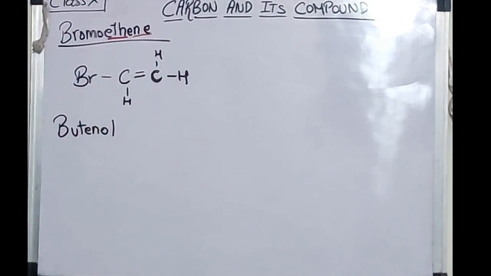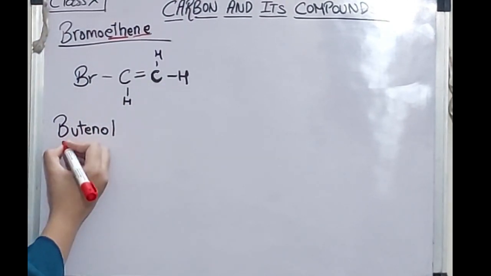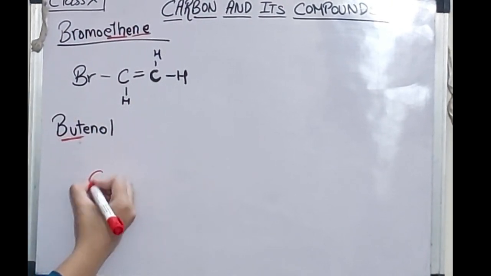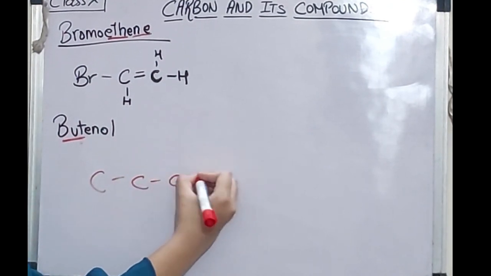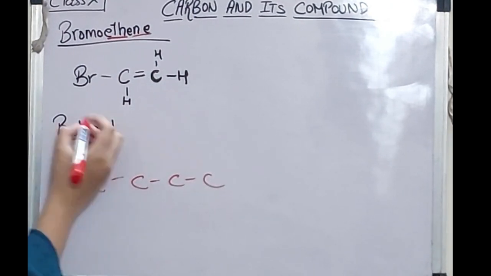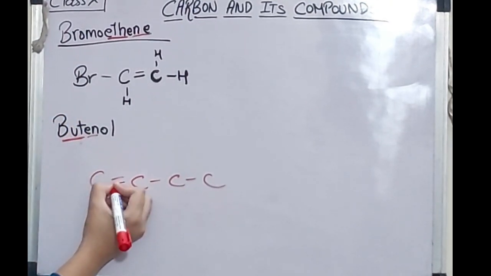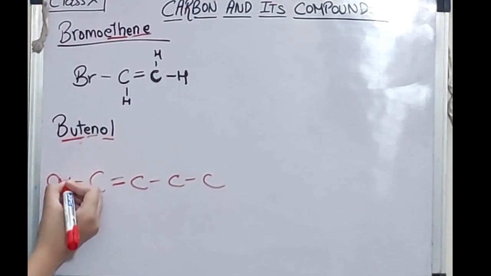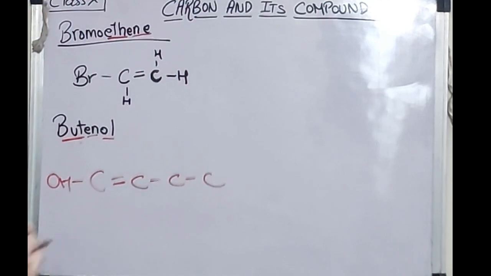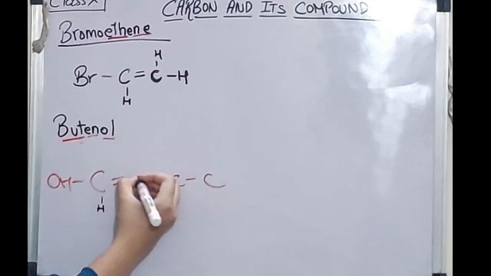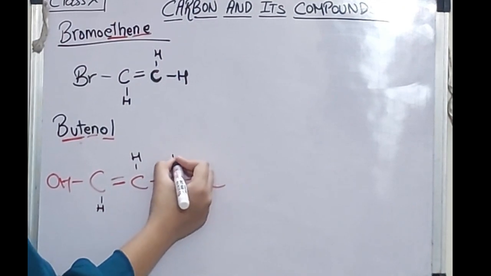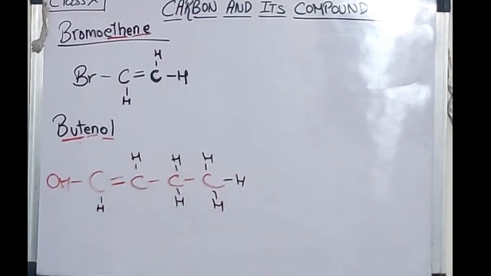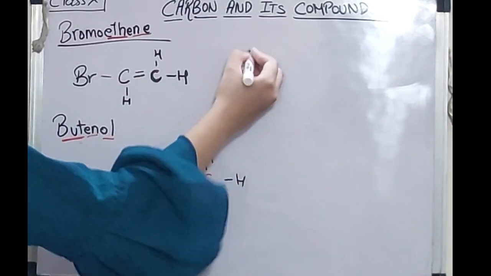butanol. So how will you draw butanol? But means 4 carbon. 1, 2, 3, 4. Ene means double covalent bond. Ol means OH, place it anywhere. Let's say I am placing the OH here. And now complete the valency. So 1, 2, 3, 4. 1, 2, 3, 4. 1, 2, 3, 4. 1, 2, 3, 4. This is how butanol will look like.